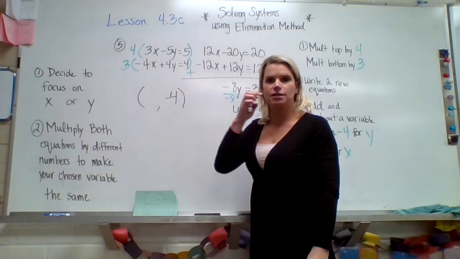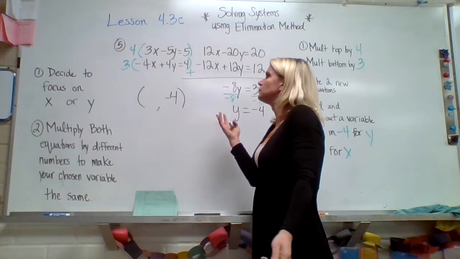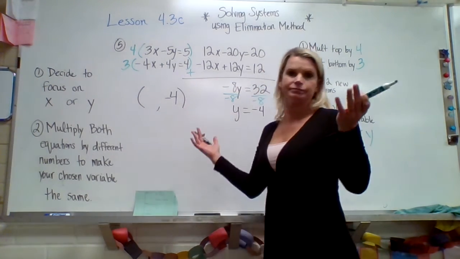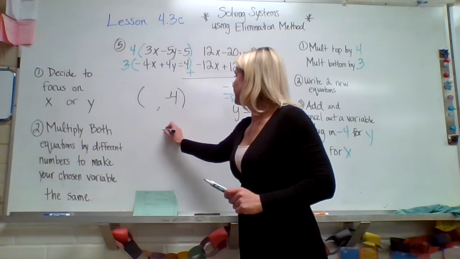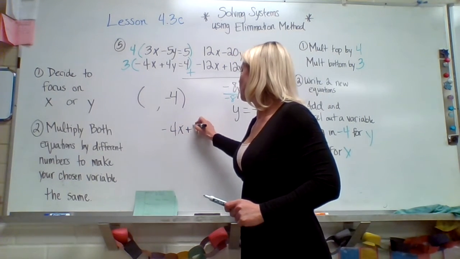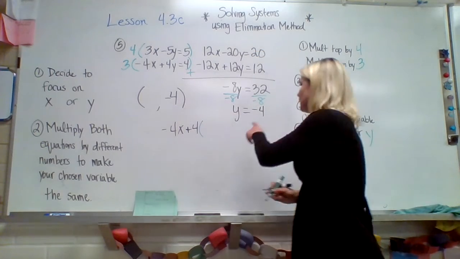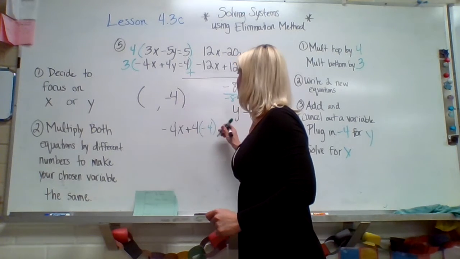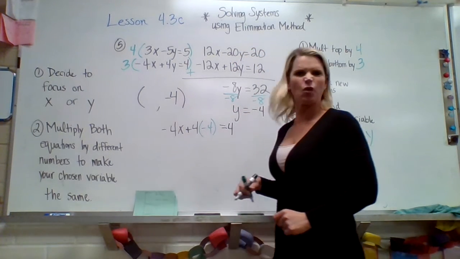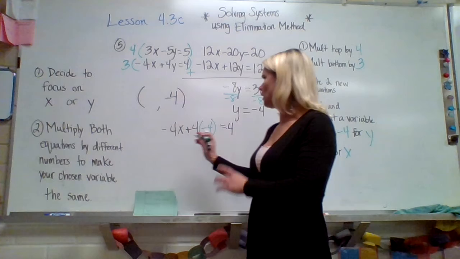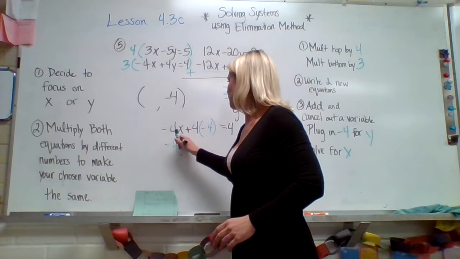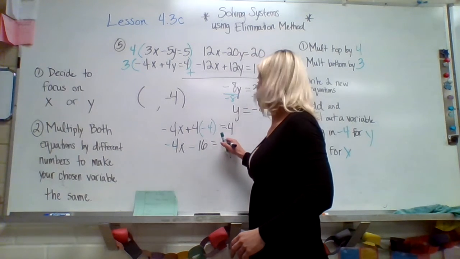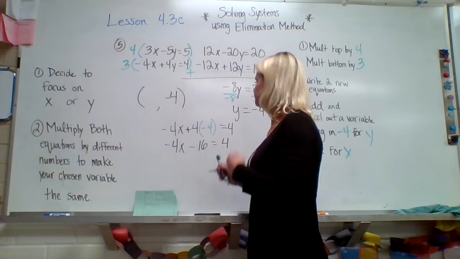Whatever equation looks easiest to you, you go back to your originals, and I pick the bottom equation. Really, it's whatever you want. Negative 4x plus 4y, y is negative 4, right? Equals 4. Lots of 4's going on here. Negative 4 times negative 4, minus 16 equals just positive 4.